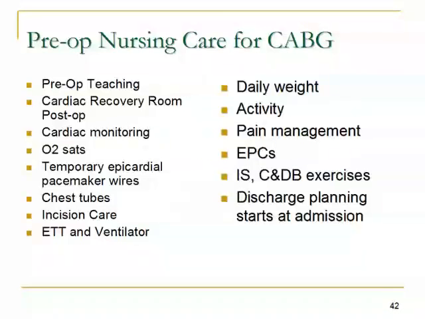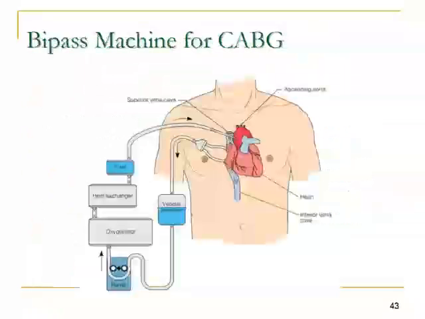To monitor their fluid status, patients are going to be on daily weights, accurate I's and O's, pain management, and getting them up and moving as soon as possible. They may need EPC cuffs to help decrease the risk for deep vein thrombosis. And they're going to need the use of incentive spirometers and to cough and deep breathe to try and keep the lungs expanded. Please refer to your book for further information on the post-op care for patients that have had a CABG procedure.